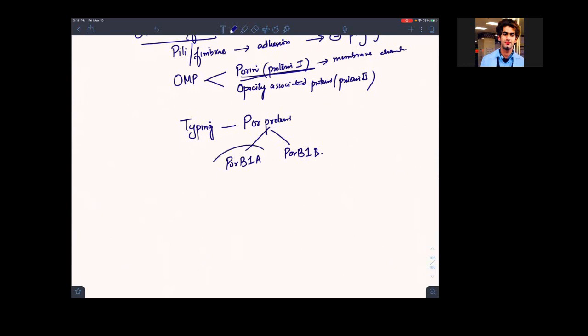It is this. So remember that point. This has a tendency to cause disseminated infection. Easy. Any doubt? So can I say PorB1A is responsible for DGI, that is disseminated gonococcal infections? Sir, what is PorB1B doing, sir? You didn't tell us about it.